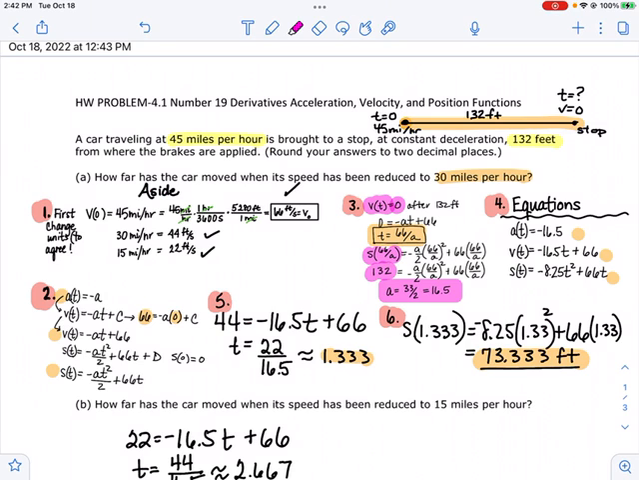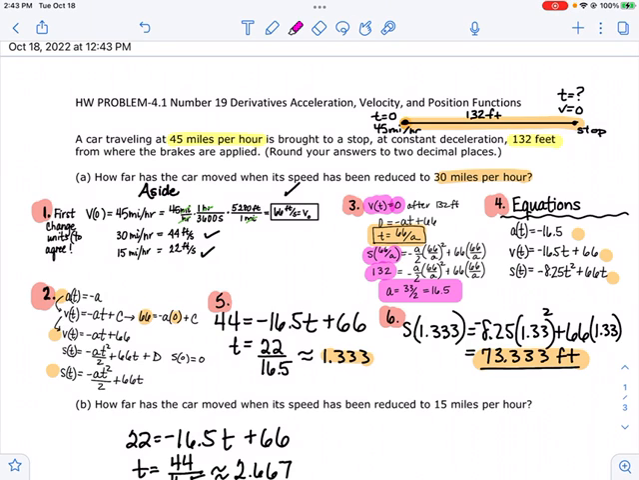So I reformulated the equations, right? A of t is equal to negative 16.5. V of t is equal to negative 16.5 t plus 66. And S of t is negative 8.25 t squared plus 66 t. So I have my 3 equations.